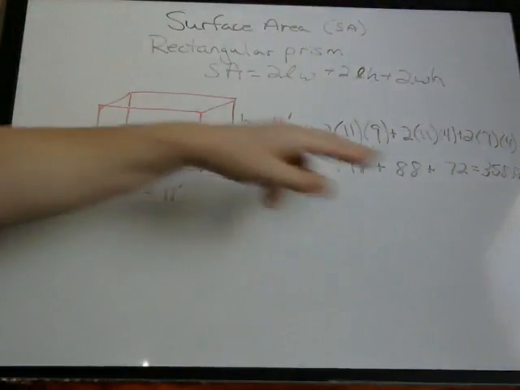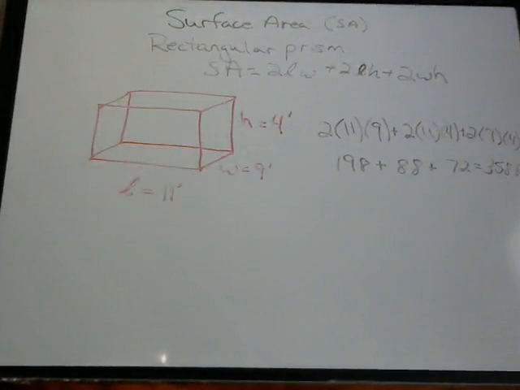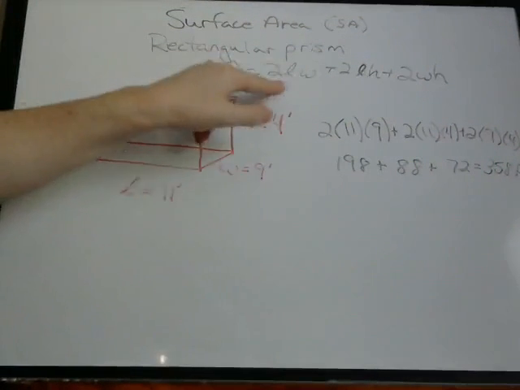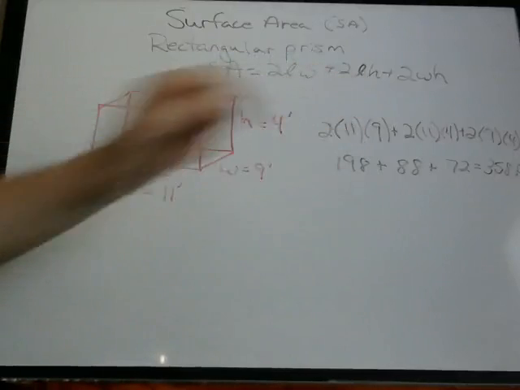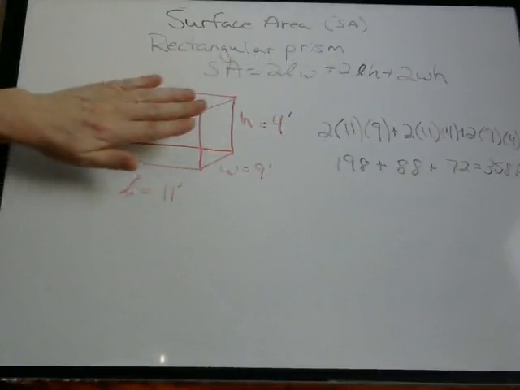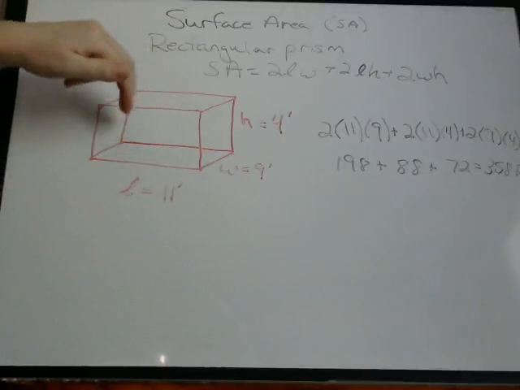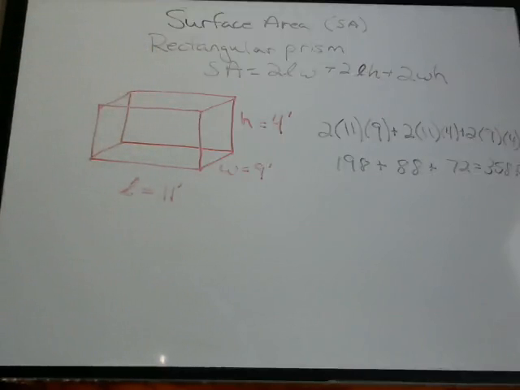Remember, anytime you do an area, your units are always in square units. So in a straightforward problem like this, where they lay out the dimensions, you just plug the numbers into the formula and you get the surface area. But don't forget that what you're actually doing is taking the area of each of the sides, top, bottom, and the 4 sides around, adding them together.